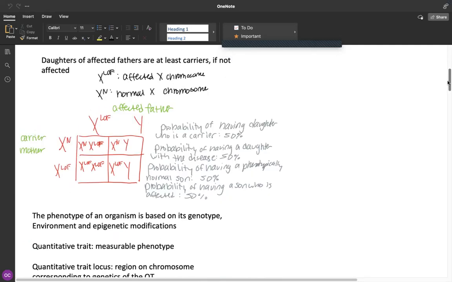And that's explained here. So I've crossed an affected father with a carrier mother. And you can see the different probabilities here. So the probability of having a daughter who is a carrier is 50%, and the probability of having a daughter with the disease is 50%. So we have no phenotypically normal daughters here who are not carriers. And then the probability of having a phenotypically normal son is 50%, and the probability of having a son who is affected is also 50%.